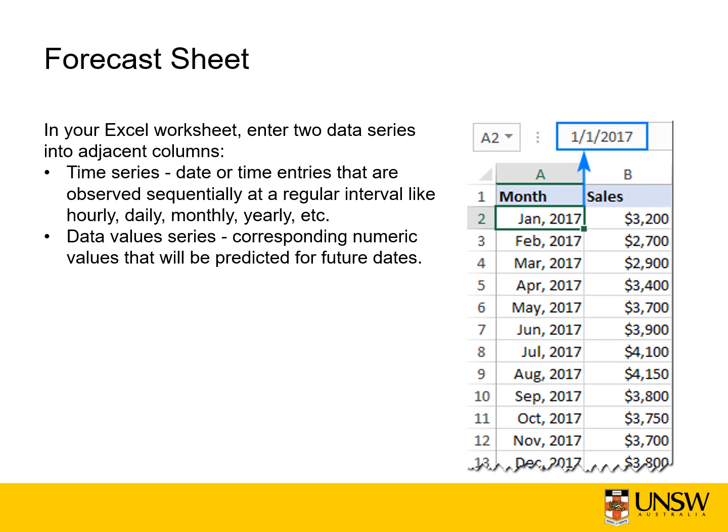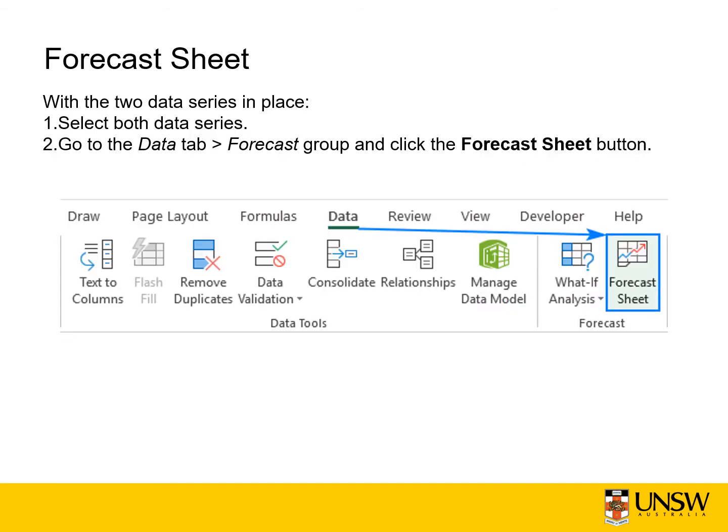Before using Forecast Sheet, you should arrange your data into your worksheet. Your worksheet needs to have 2 columns, including time columns such as date or time values that are entered sequentially at a regular interval, and a column with numerical values that will be used to predict the future. In this example, we will try to forecast sales for the next few years based on the existing historical data. As the first step, select both columns of your data and go to the Data tab and click the Forecast Sheet button.